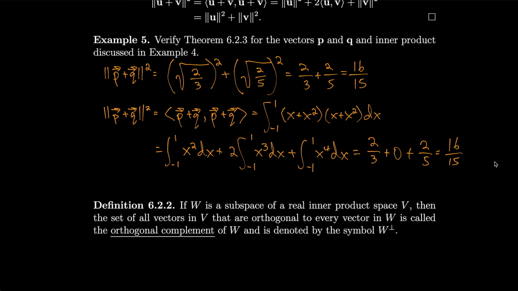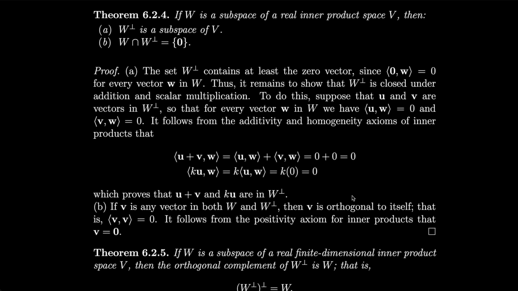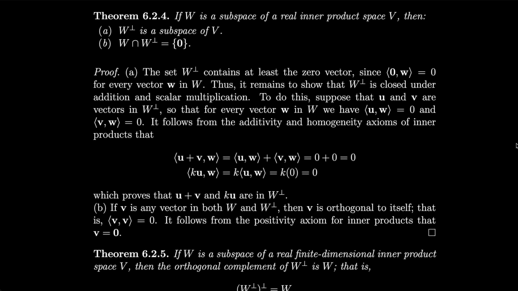If W is a subspace of a real inner product space V, then the set of all vectors in V that are orthogonal to every vector in W is called the orthogonal complement of W and is denoted by the symbol W perp. If W is a subspace of a real inner product space V, then A, W perp is also a subspace of V, and B, W intersect W perp is the set containing only the zero vector.